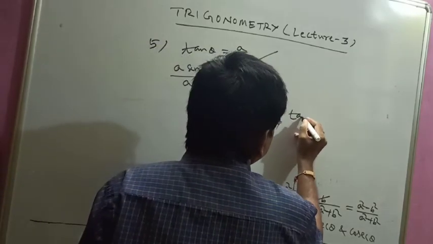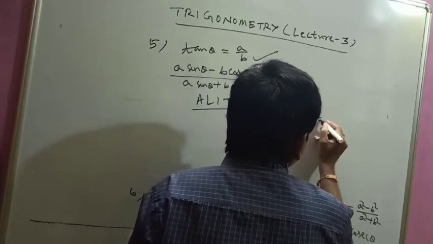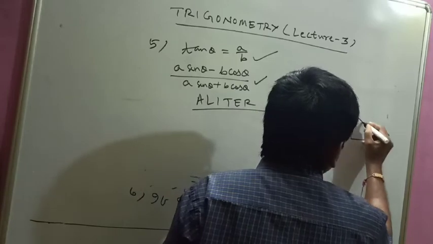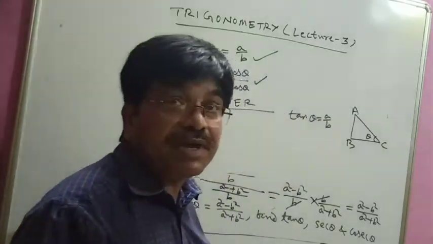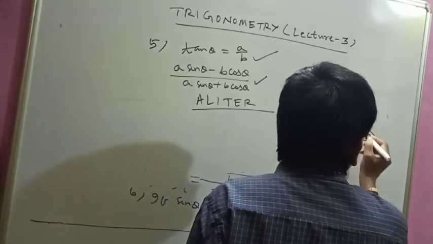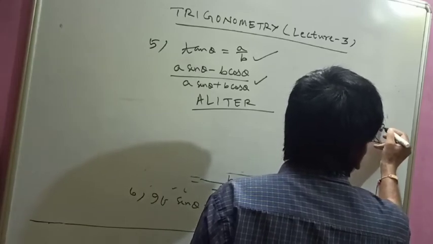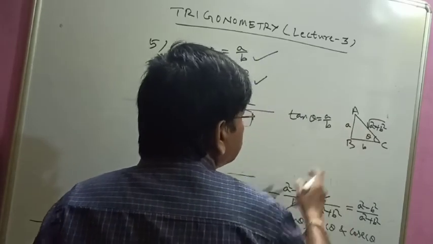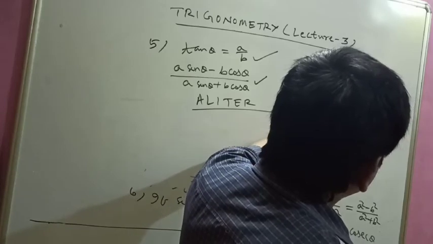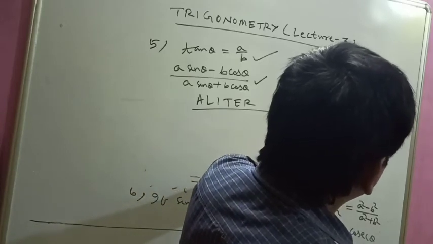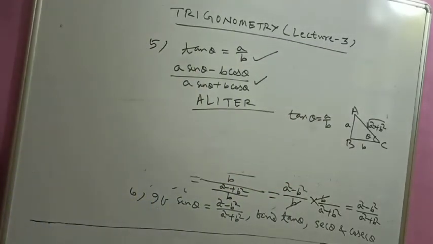So tan theta is a by b. Let us draw a right angle triangle ABC. Suppose this angle is theta. So you know tan is p by b. So suppose this is p and this is b. If it is a by b, let us take this as a and this as b. Then what will the hypotenuse be? This square plus this square, root over. That is according to Pythagoras theorem.